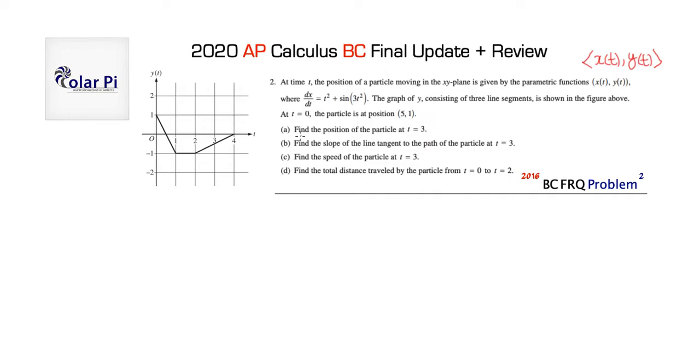Okay, cool. So part A says, find the position of the particle at time t equals 3. First, let's find the x coordinate of the position of the particle at t equals 3. That means we figure out what x of 3 is. Anytime you're given the derivative and want to go back and find a specific value, once you're given an initial value, you should try to use the evaluation theorem.